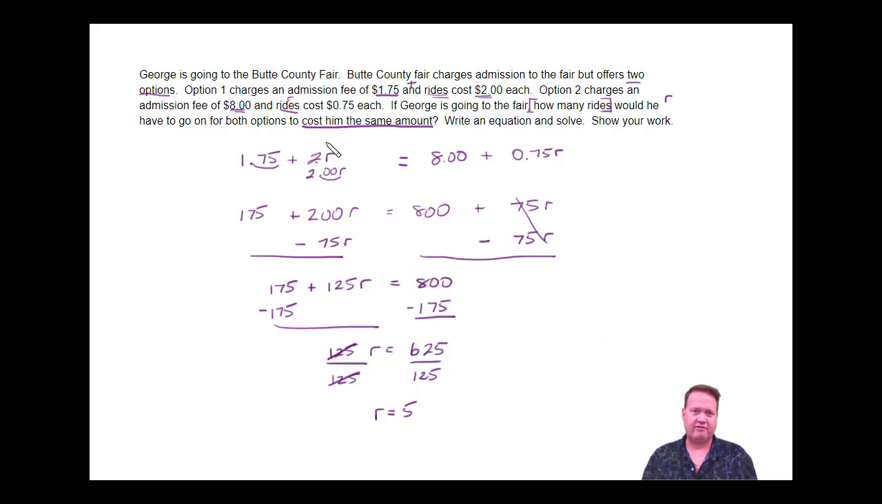That means if I go on 5 rides, this over here is going to cost something. If I put a 5 in there for R, and I use my calculator, 5 times 2 is 10, plus $1.75, that'll be $11.75. And a 5 times this right here, if I put a 5 in there, 5 times 75 cents is going to be $3.75, I think. Plus 8 is also $11.75. You can use your calculator to check it. After 5 rides, both options cost the same. And that's it.